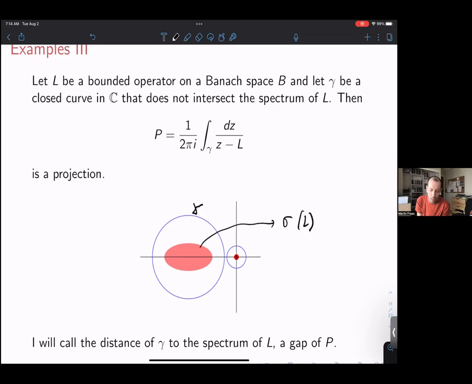And then I can make a projection using the Kleinisolvent. So I integrate over the curve gamma of the resolvent, and I need to multiply by the proper normalization, and this is again a projection.